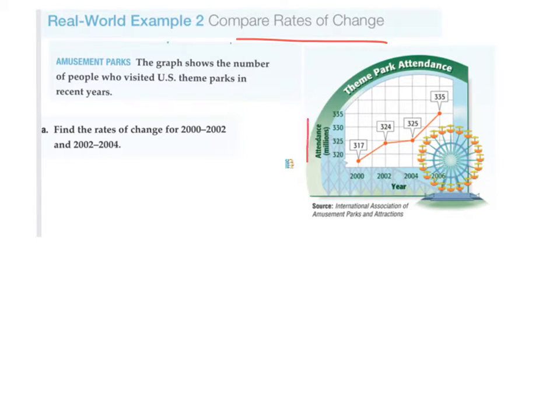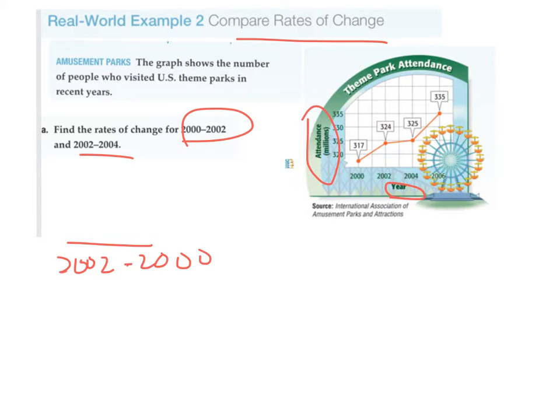So we have our y values as being the attendance and our x values being the years. So we want to know how much it's changing from 2000 to 2002, and 2002 to 2004. So let's do the first one. So 2002, being the x values, I'm putting that on the bottom. So 2002 minus 2000. And then I'm going to put my y values, which is 324, and I'm going to minus the 317, which gives me 7 over 2, which we can change to a decimal if we want to as 3.5.